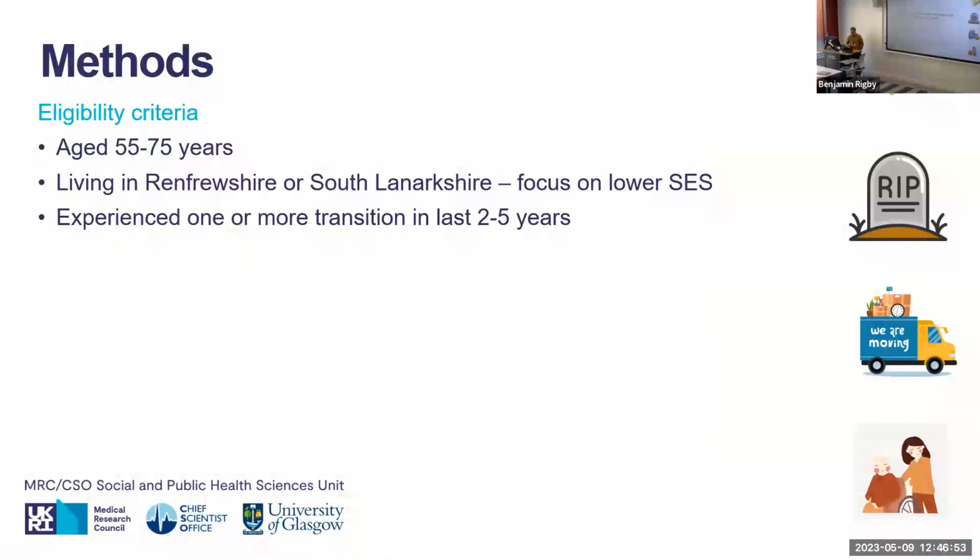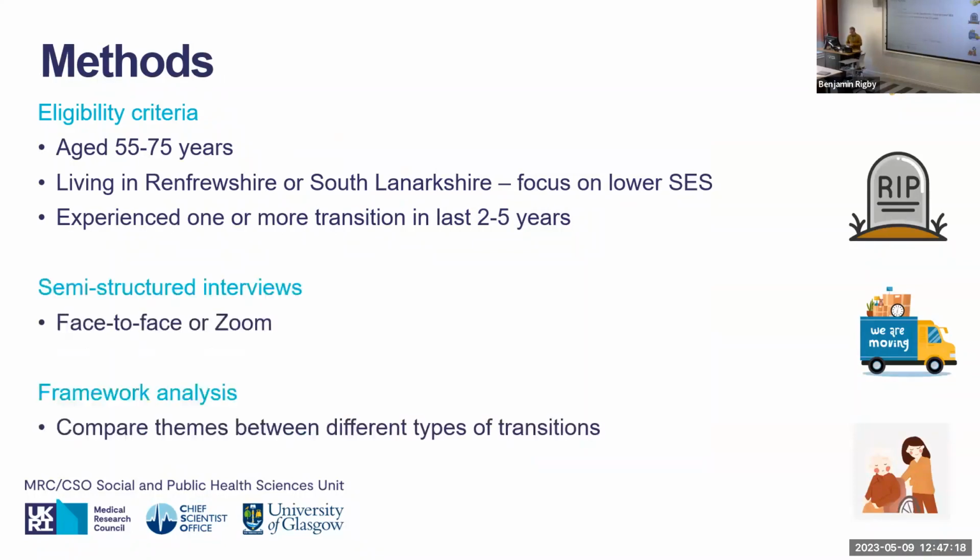So in terms of what we've done, we were looking to recruit people aged 55 to 75, as I say, living in these two areas of Scotland, which were identified as areas of lower socioeconomic status within this age group. And people had to experience one or more of the following transitions in the last 2 to 5 years: retirement, bereavement, relocation, or taking on a caring role for a loved one. We did some semi-structured interviews, online or face-to-face, and we've been compiling our framework analysis, comparing various themes in the data.